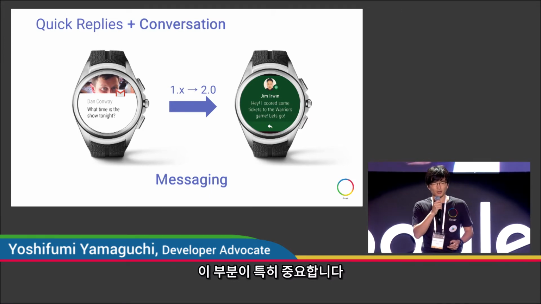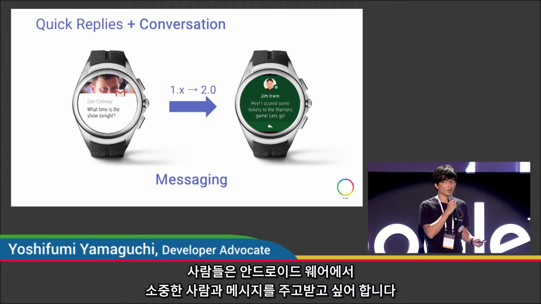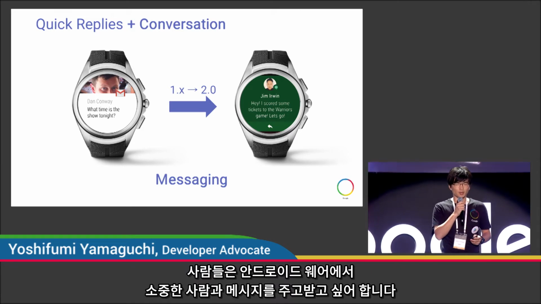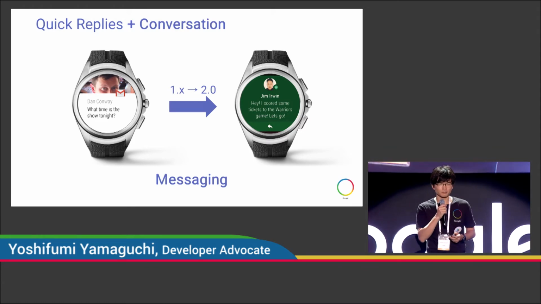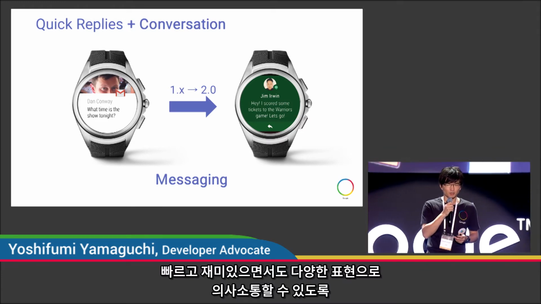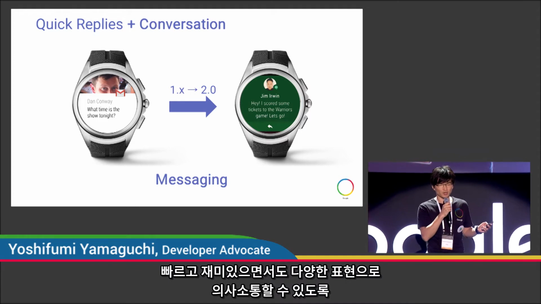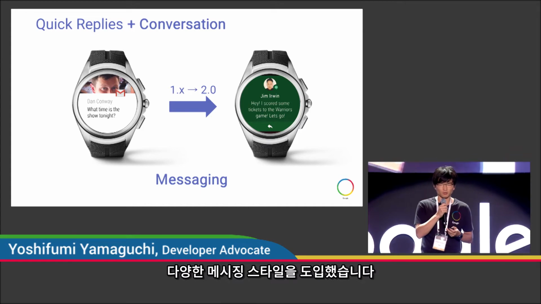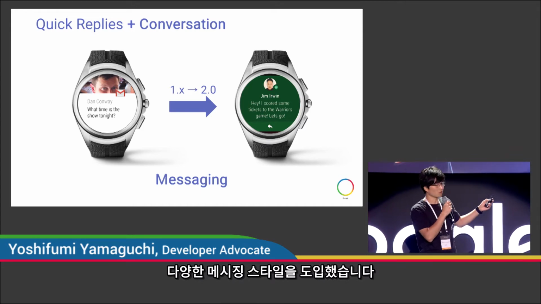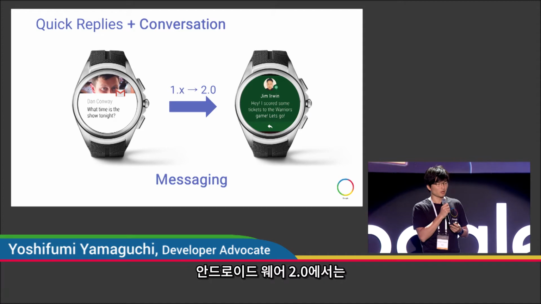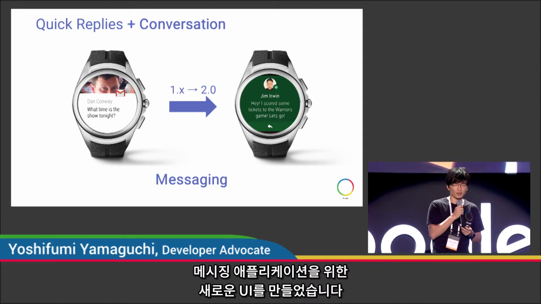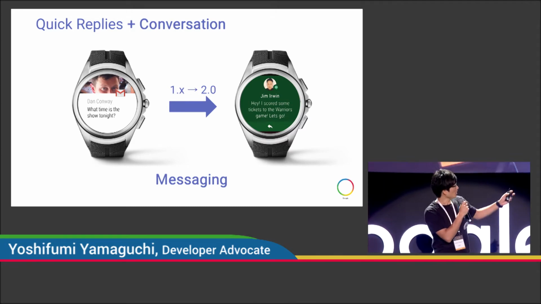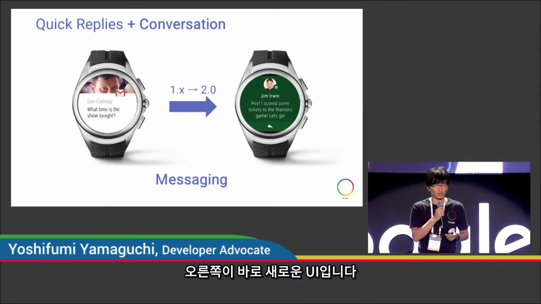And now the important part. On Wear, people want messages from people they care about, and to make communicating with these people fast, fun, and expressive, we need to have a more conversational messaging style. So in Wear 2.0, we introduced a new UI for messaging applications, as shown on the right-hand side.